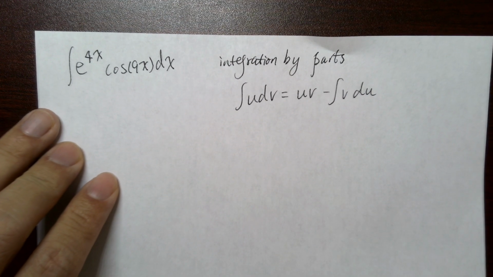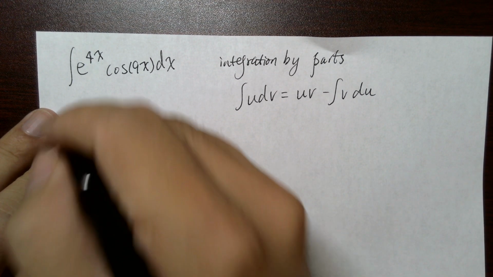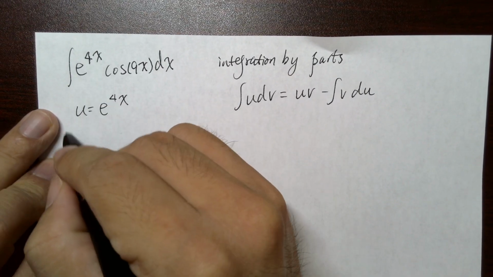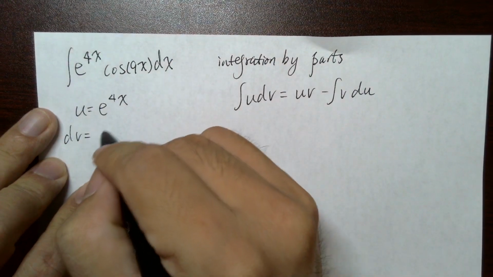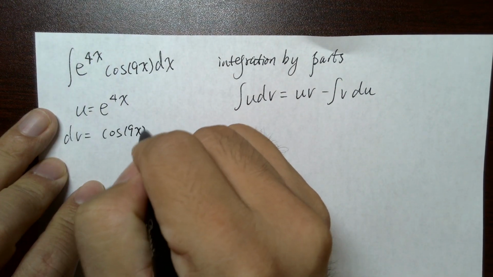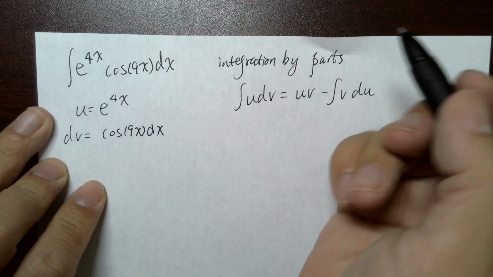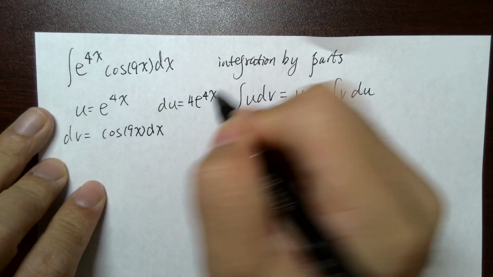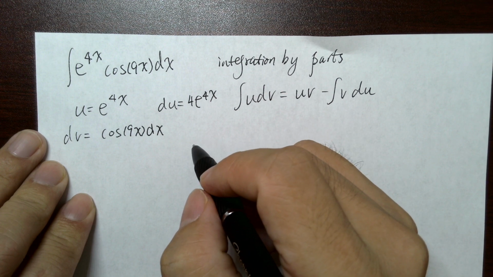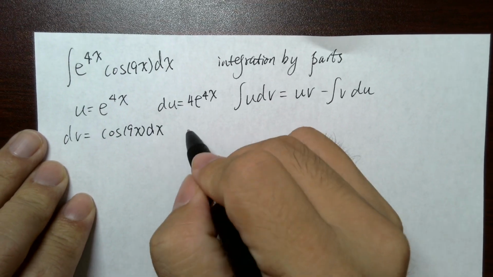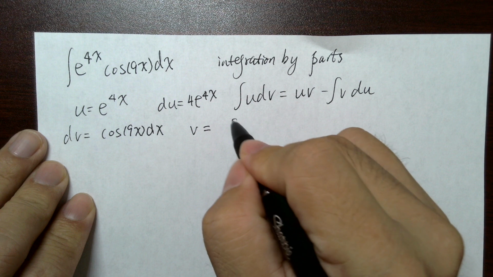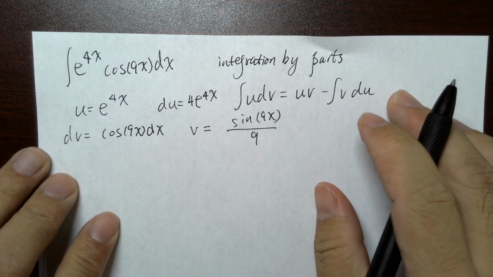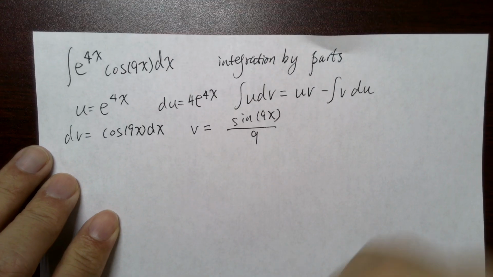So let's get started. For the first one, if I set u equals e to the power of 4x, and then dv equals cosine of 9x dx, what we can have here is du equals 4 e to the power of 4x, and then v is going to be sine of 9x over 9, right?